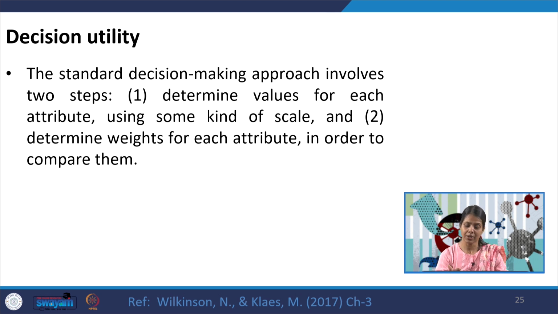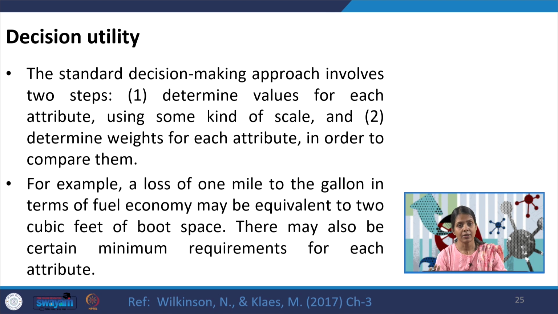So, that is a very methodical procedure, following which you can always arrive at a particular decision which car to go for, given that every car has different features, and you can always have some idea about how you are going to associate certain values with the different features. For example, a loss of 1 mile to the gallon in terms of fuel economy may be equivalent to 2 cubic feet of boot space. There may also be certain minimum requirements for each attribute.